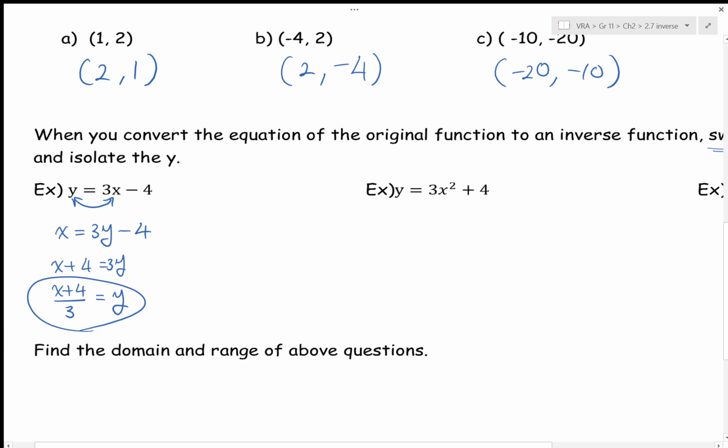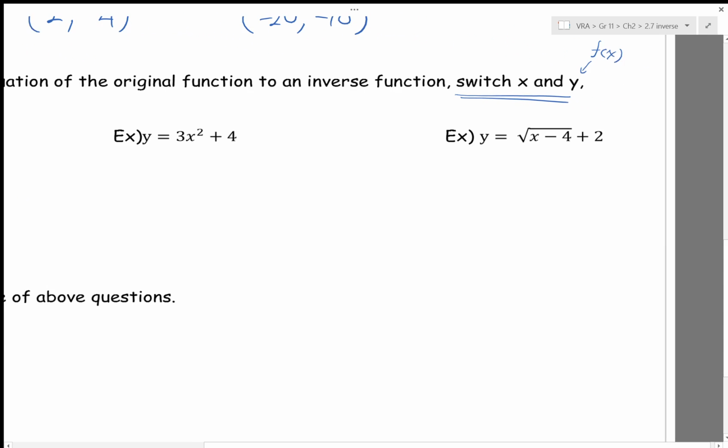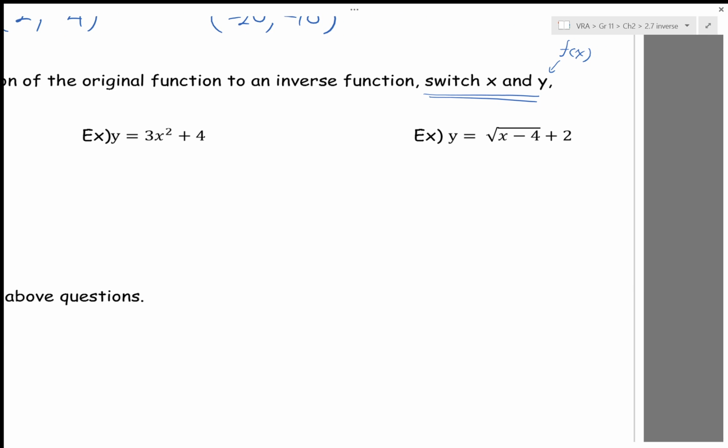Okay, now let's take a look at the second one. So the first one was linear, so it was okay. The second one is the quadratic. It's a little more complicated, meaning there's one more step to it, but it's okay. Just be really careful with one thing. I'm going to point that out a bit later.